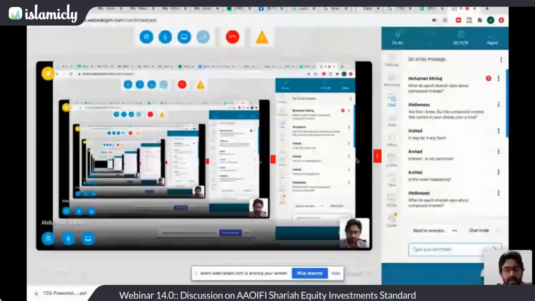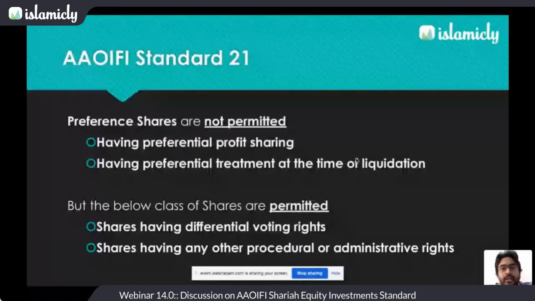Yeah, the other thing that AAOIFI also tells is that if you are owning a share which gives you preferential treatment at the time of liquidation, that means if your shareholding allows you preference in the liquidation of assets of the company, then that kind of share is not permissible for investment. So either if it gives you preferential financial gains or it gives you preferential treatment at the time of liquidation, these shares are not permissible for investment.